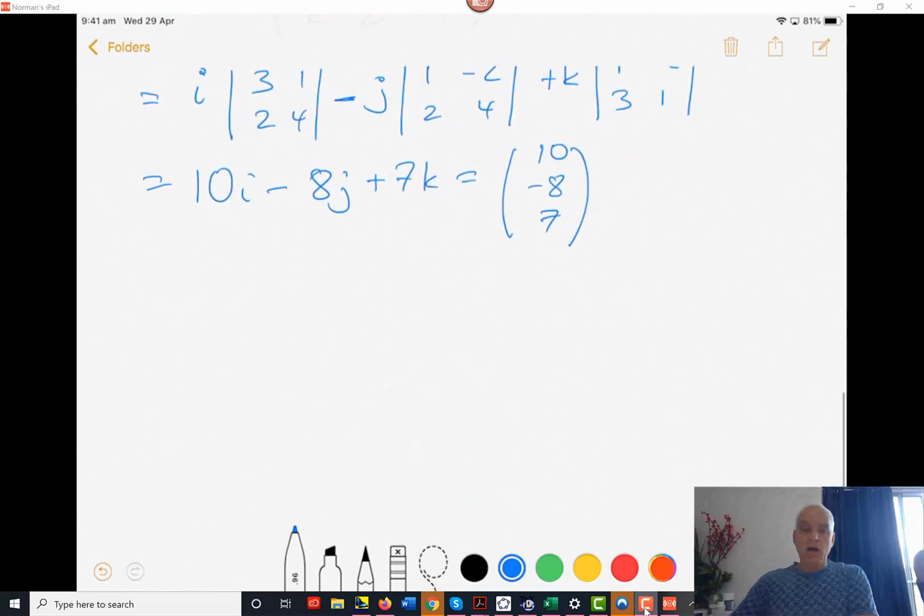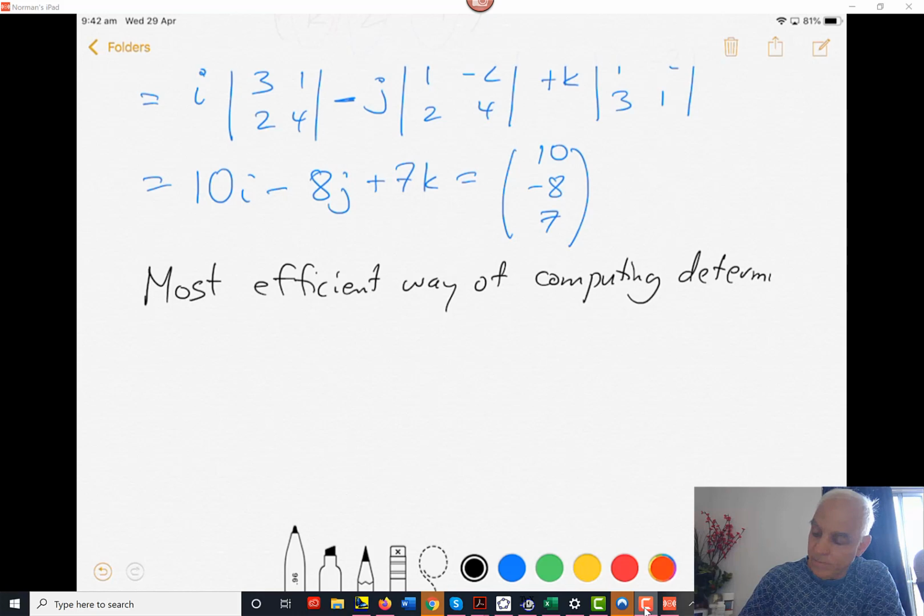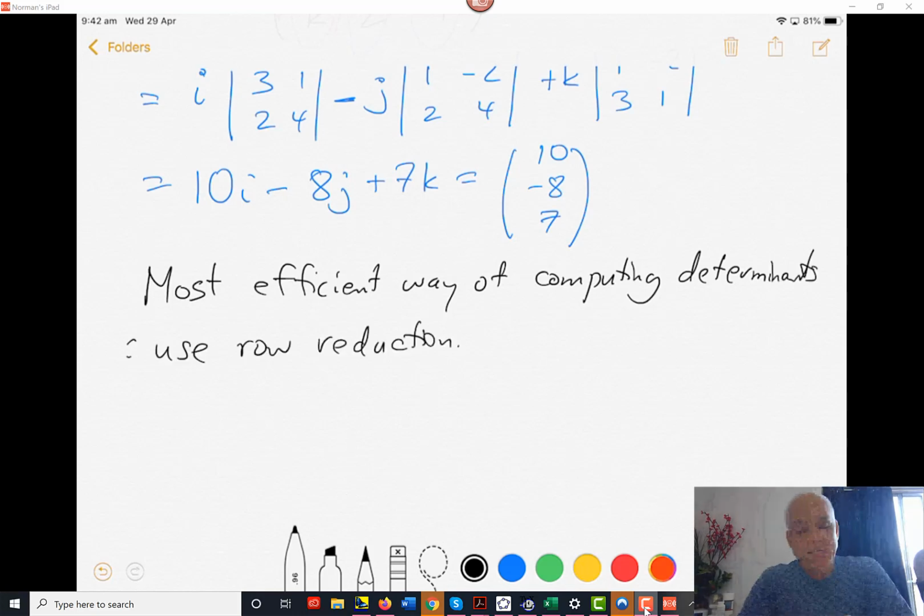Okay, great. Now let's talk about computing determinants more generally. The most efficient way of computing determinants in general is to use row reduction. And the key point is that each of the three basic row operations corresponds to a very specific effect on determinants.